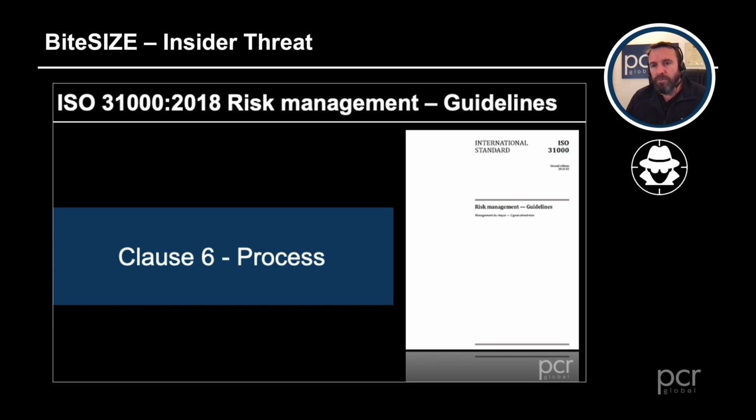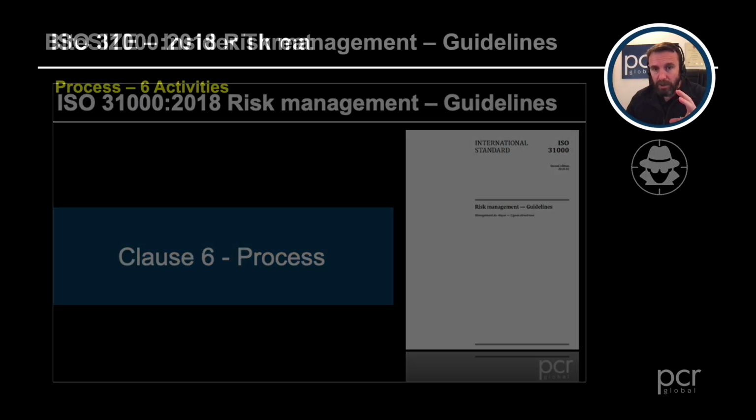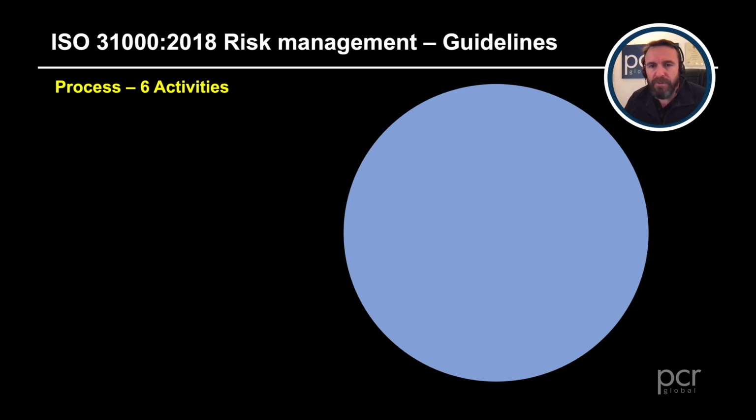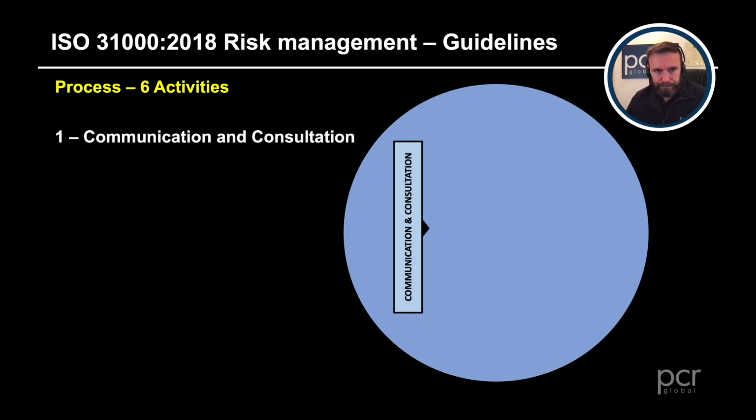The process, the risk management process. In my opinion, it is the most important part of the big three: the principles, the process, the framework. But most people just think about the process, and ultimately most people only think of a tiny part of the process. So let's look at that process. Again, these are slides taken from the 31000 course.